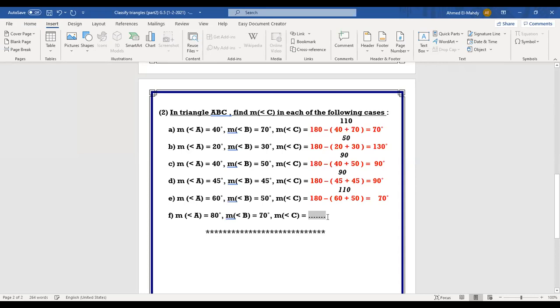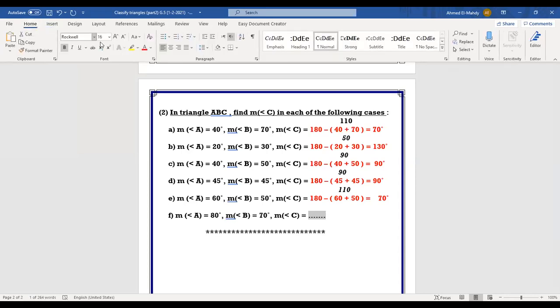Letter F. 180 minus 80 plus 70. Of course guys, 80 plus 70 firstly equals 150. The sum of them is 150. And when we subtract 180 minus 150 equals 30 degrees.